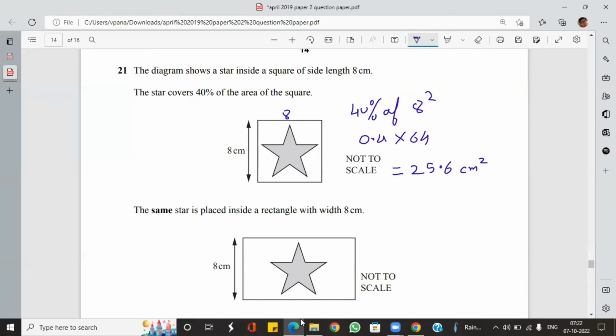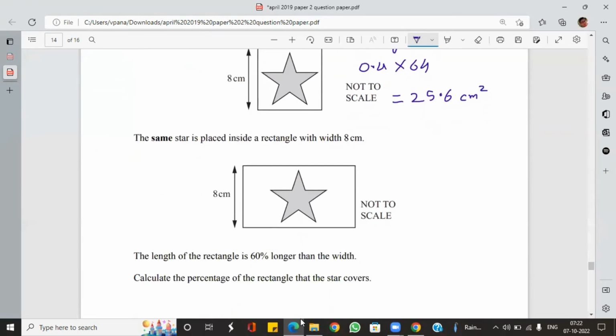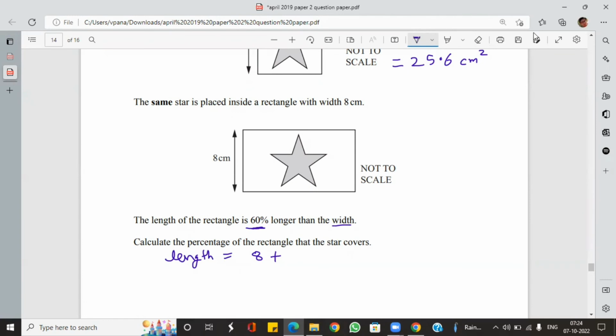So this is in centimeters. Now the same star is placed inside the rectangle, width 8 centimeter. So what is the information given here? The length of the rectangle is 60% longer than the width. So how will you calculate the length? The length of the rectangle is equal to width plus 60% of that. That is 0.6 times 8. So 6 8s are 48, which gives 8 plus 4.8, that is 12.8 centimeter, the length of this rectangle.